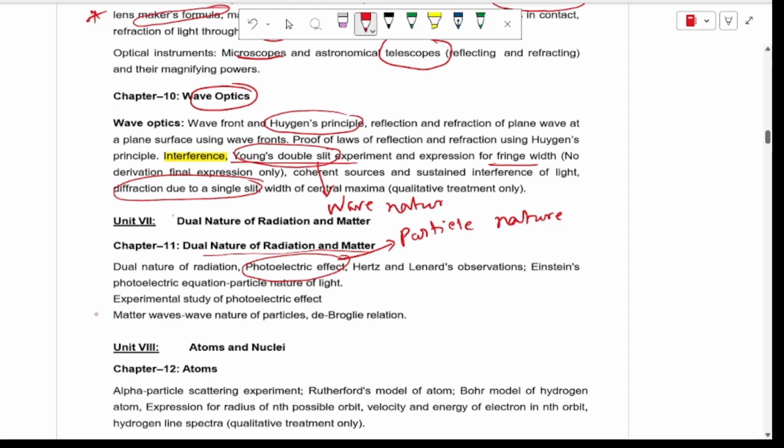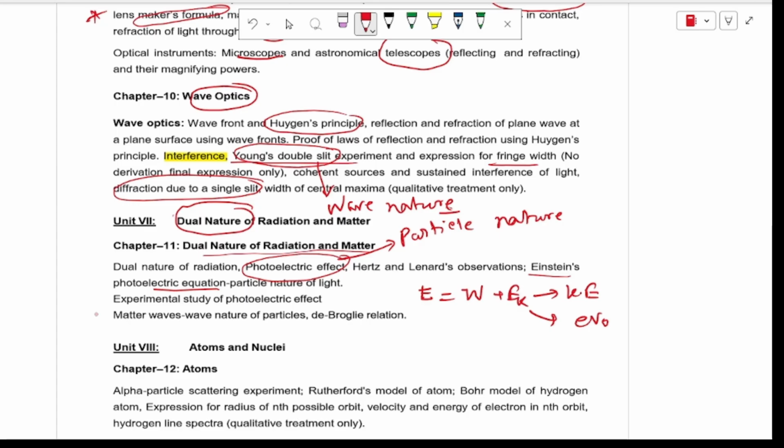Wave nature. So that's why this topic is dual nature. So we'll study photoelectric effect, Einstein's photoelectric equation. Energy E is equal to work function W plus EK. EK is kinetic energy. Sometimes we will use it as kinetic energy, sometimes we will use it as eV0, stopping potential.